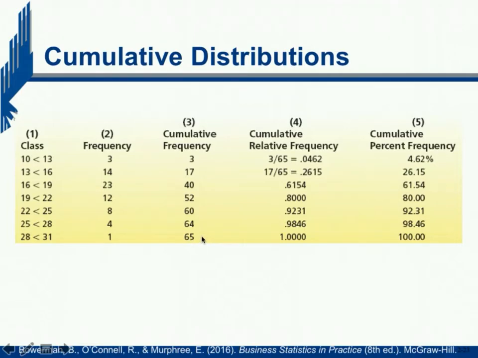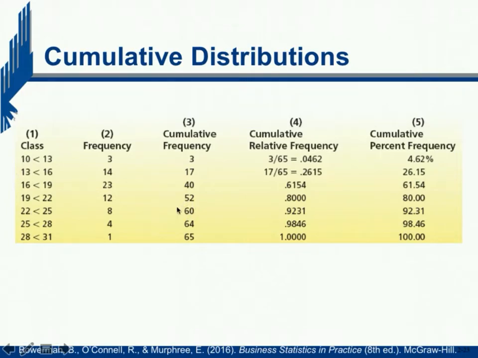Similarly, for cumulative relative and cumulative percent frequency, we just keep on adding the relative and the percent frequencies until we cover all the classes, wherein the last value should be 1 or 100%. So, in order to interpret cumulative distributions, we don't interpret that based on that specific interval only, but we interpret starting from the lowest value.